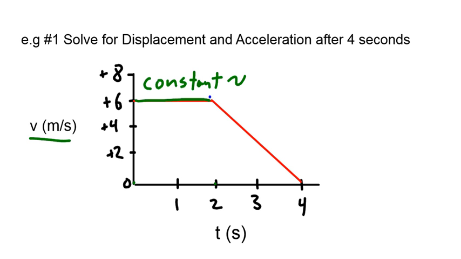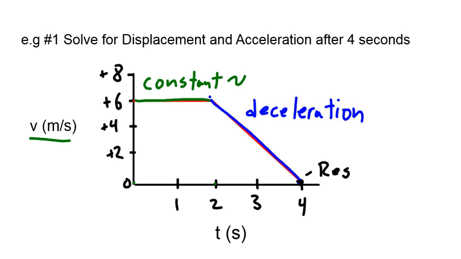Then from 6 down to 0, over the course of that 2 seconds it's slowing down. So this corresponds to a negative acceleration, or a deceleration. And at 4 seconds it has a velocity of 0, so that means it finally comes to rest. So that's good stuff to know. When we're trying to find accelerations and distances, it's going to be moving for a little bit and then it's going to be slowing down.